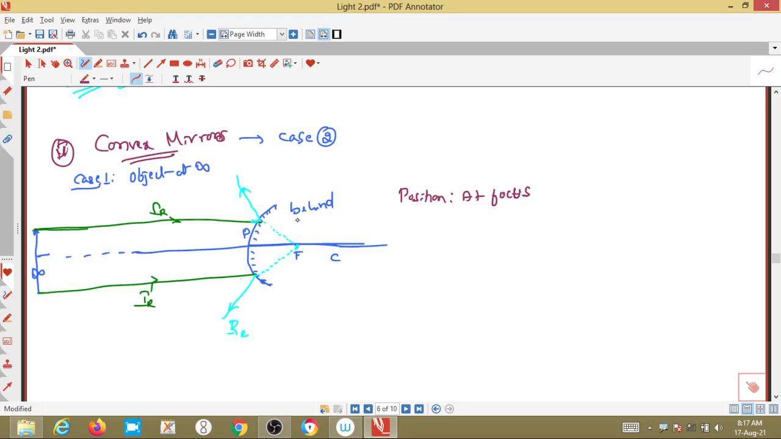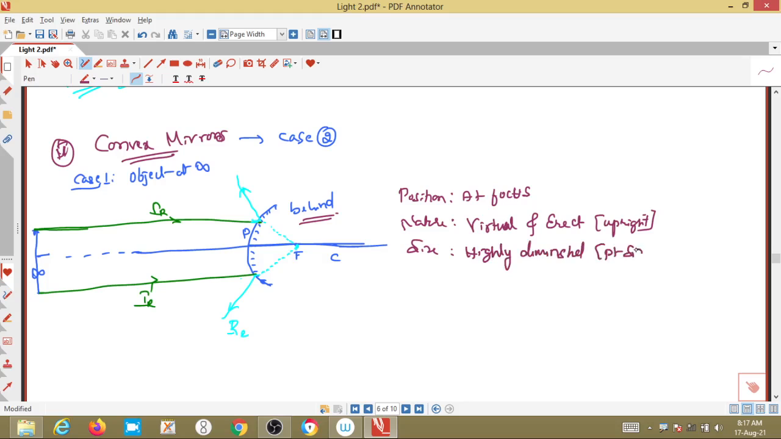Whether it is in front or behind, it is behind the mirror, right? It is behind the mirror. Then when the image is formed backside of the mirror, what is the nature? Nature is virtual, and when it is virtual it is erect, right? Erect in the sense upright, right? Then if you see the size, what is the size? Size is highly diminished, that is point size. It is point sized.